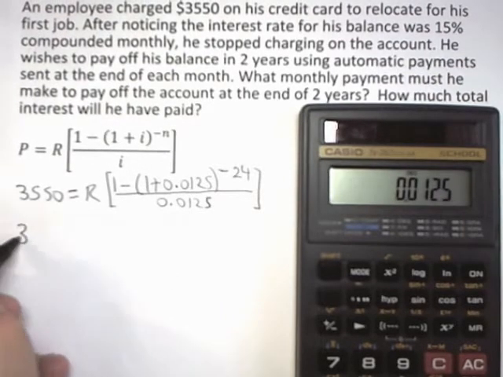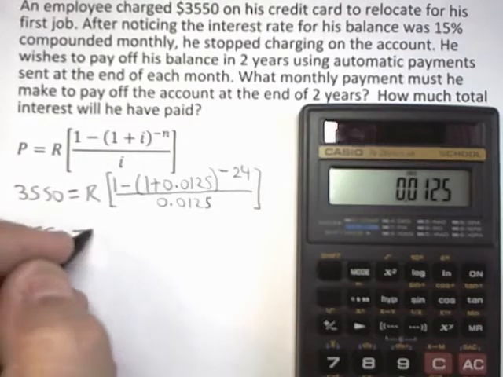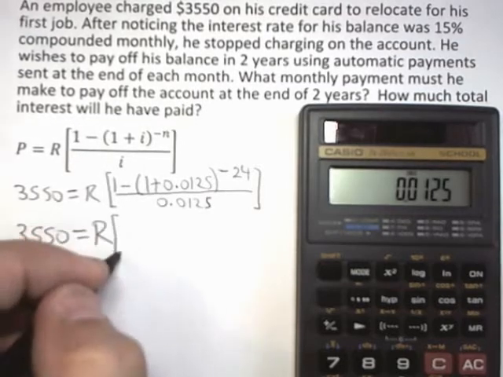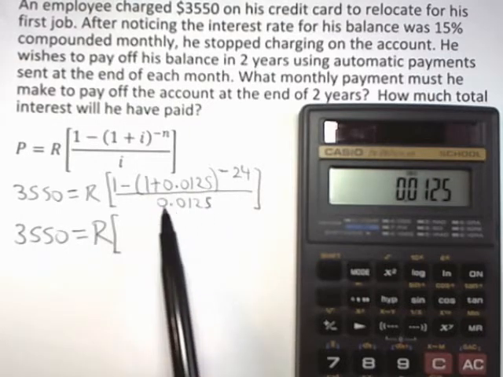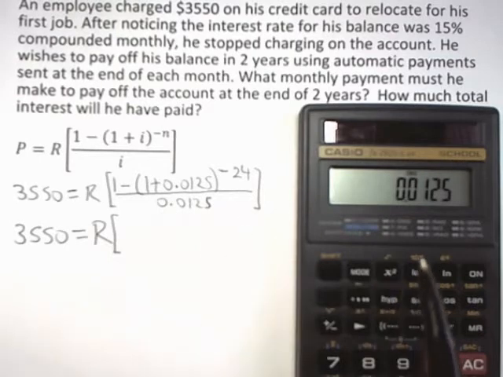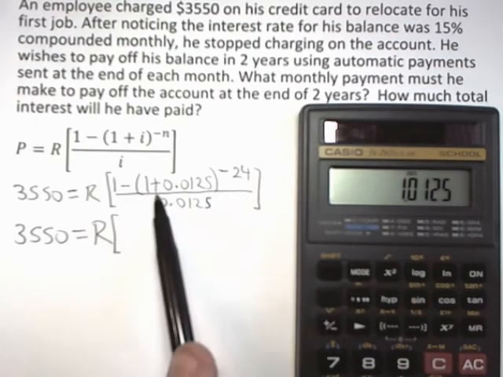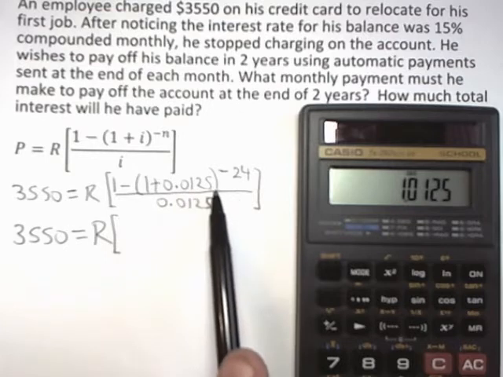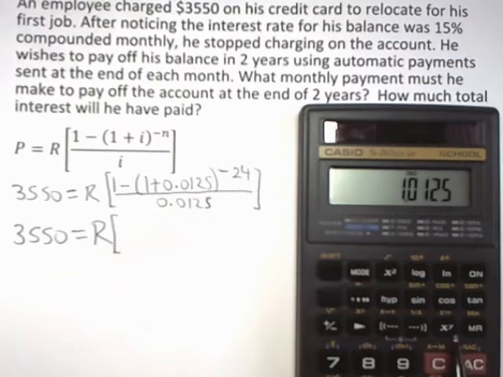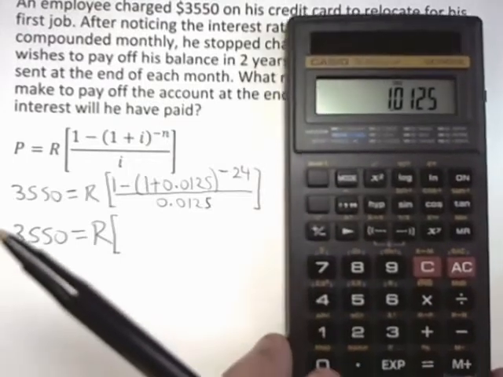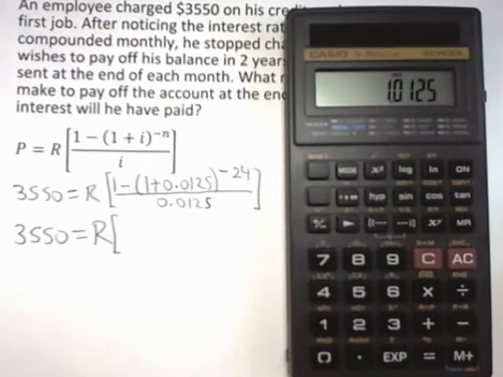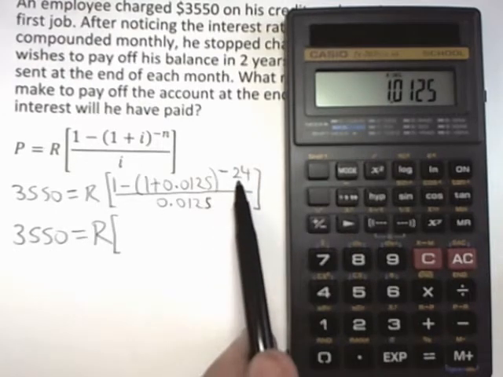We have 3,550 equals capital R times. Now we can do that quantity on the calculator. Should be no problem. We've got this number already in the calculator, so if we just say plus 1, we'll get the base. So the base is 1.0125. We want to raise it to a power, so we do the power button. And then we want to take it to the negative 24 power.